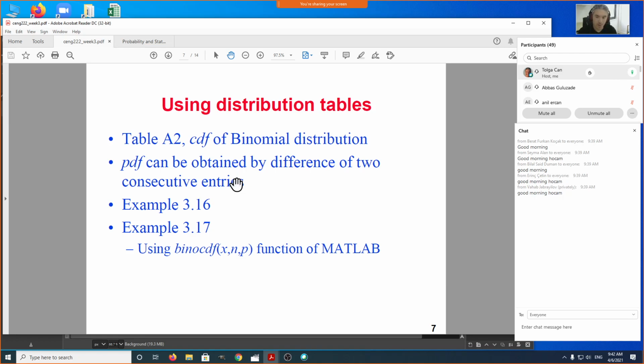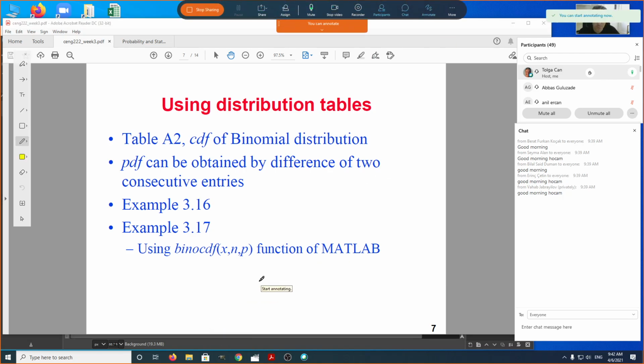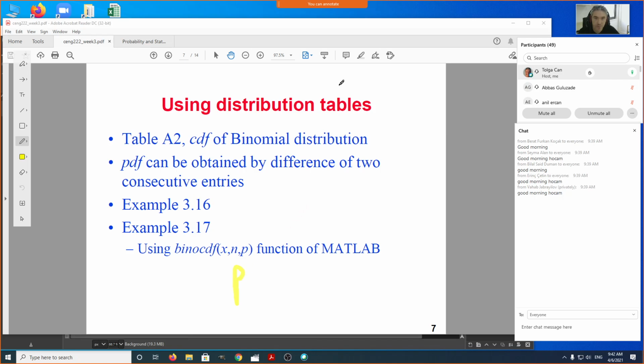All right, so last time we talked about how we use these tables to answer problems related to probabilities, and the distribution tables are given to us as cumulative distribution tables, meaning that they give us basically the probability.